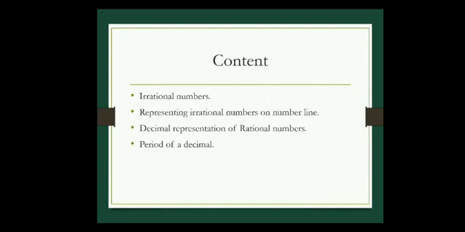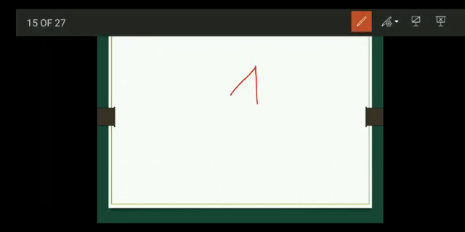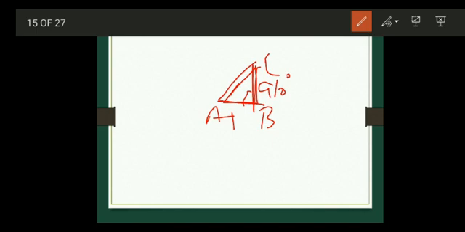First, we'll see what irrational numbers are. Suppose we have a right angle triangle ABC. Here, angle B is 90 degrees. AB is 1 unit and BC is 1 unit. What is the length of AC? How can we find out the length of AC? Using Pythagoras theorem, we can find out the length of AC, right?